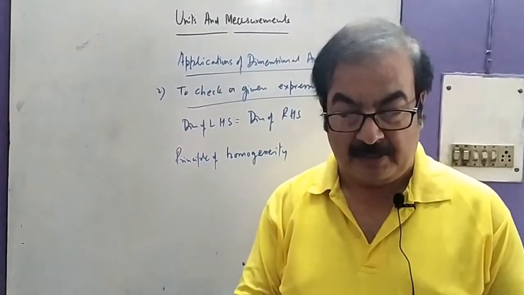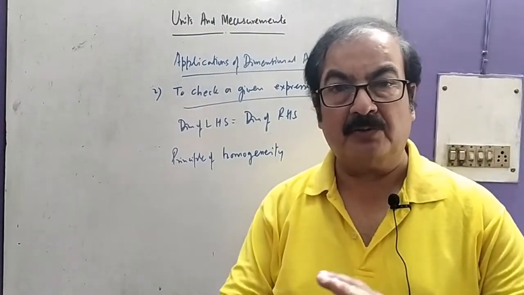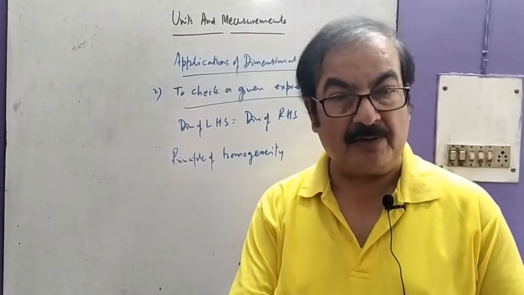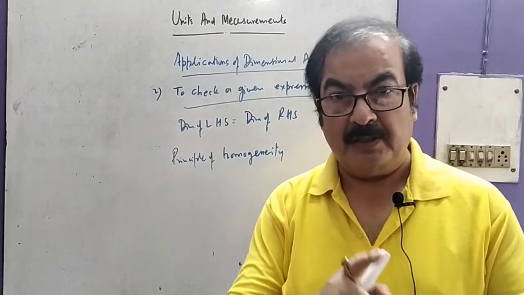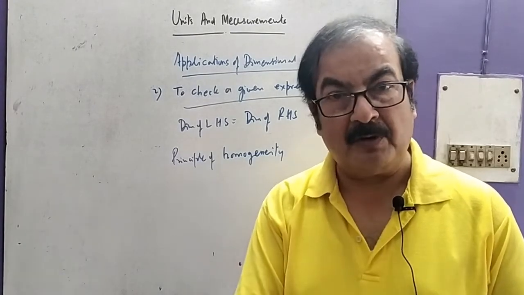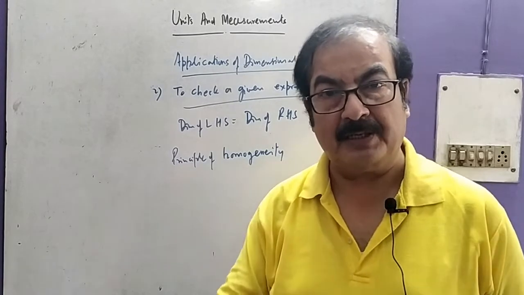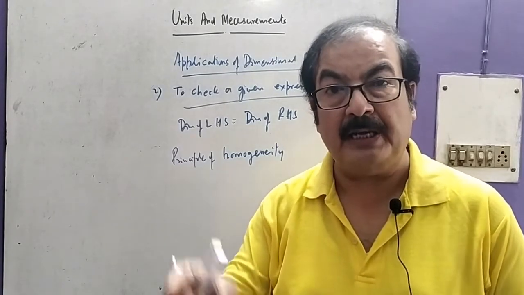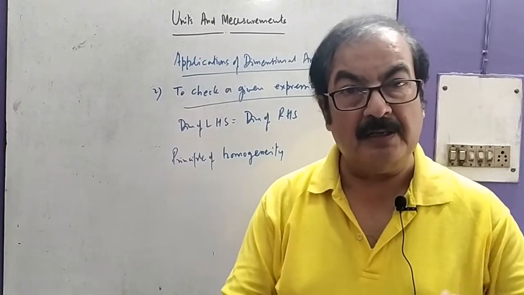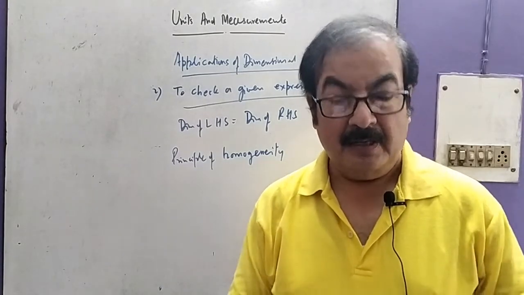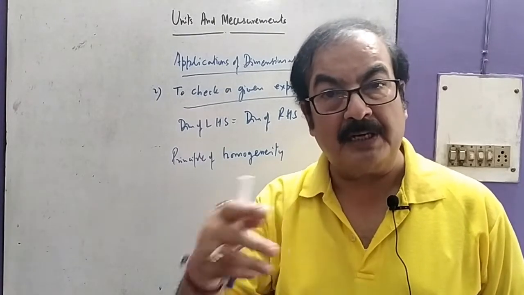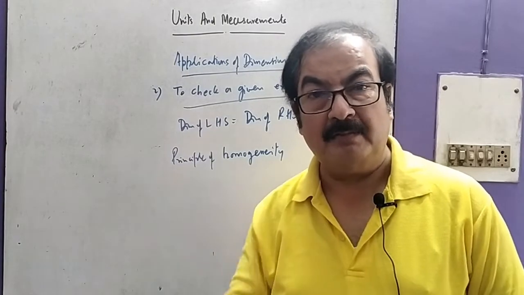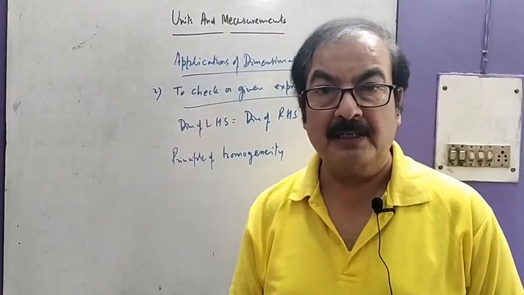Suppose in any formula we have two terms on the right hand side, say v equal to u plus at. u is one term on the right hand side and at is another term on the right hand side. Okay, we write v square equal to u square plus 2as. Here v square is on the left hand side, u square is the first term on the right hand side, and 2as is the second term of the right hand side.